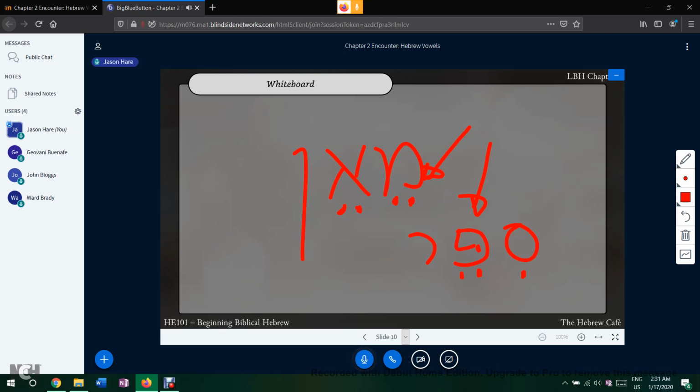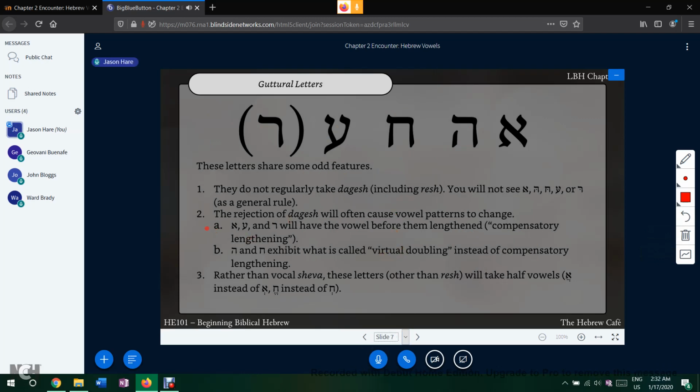I said before that I and E play between each other. This is a little over our heads right now, but I just want to point out that because of the rejection of Dagesh, it affects the vowel before it. It doesn't matter for reading purposes, but it matters later on, like for what we see in patterns. So right now we don't need all of that. We're going to go back to slide 7 and just say when it refuses the Dagesh, you will have the vowel before them lengthened. It's called compensatory lengthening.